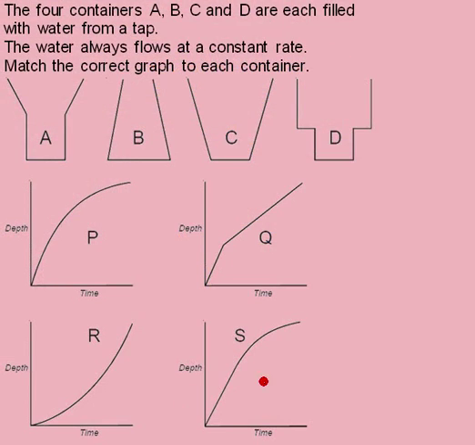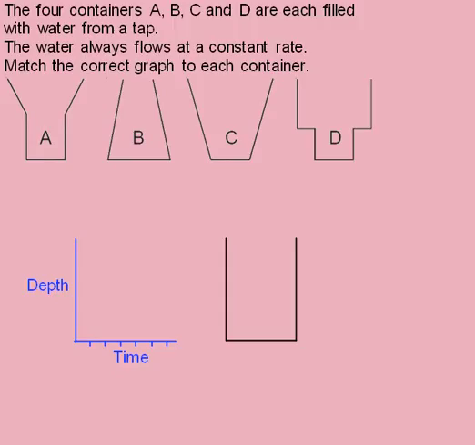Before I can answer this question, I need to look at what the graphs will look like for 3 simple containers. First, I'm going to start with a container with parallel sides. Let's say after 1 second the water level is here. I can plot this water level on the graph like this after 1 second.